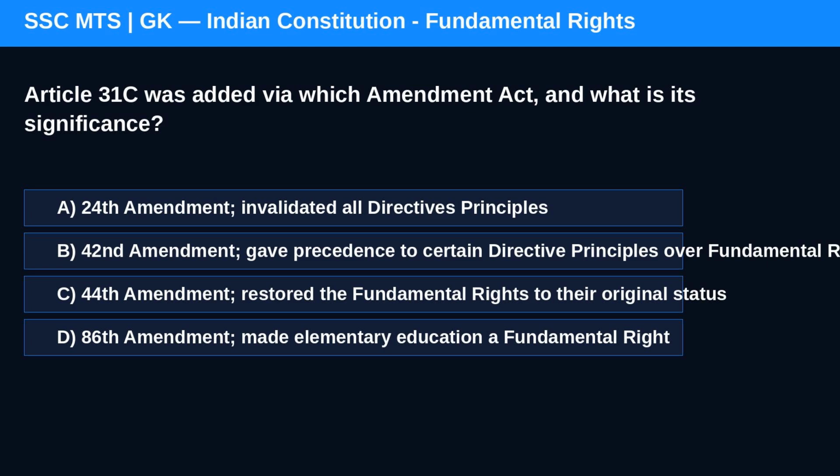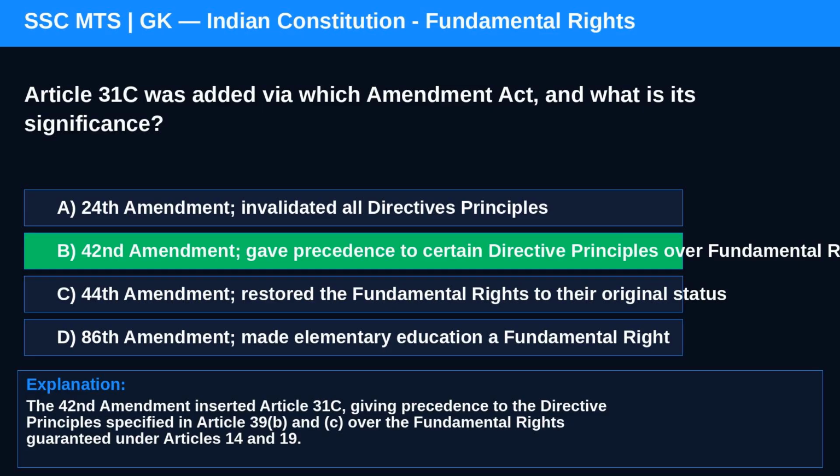Question 15. Article 31C was added via which Amendment Act, and what is its significance? Option A, 24th Amendment, invalidated all directive principles. Option B, 42nd Amendment, gave precedence to certain directive principles over fundamental rights under Articles 14 and 19. Correct answer is B. The 42nd Amendment inserted Article 31C, giving precedence to the directive principles specified in Article 39 (b) and (c) over the fundamental rights guaranteed under Articles 14 and 19.